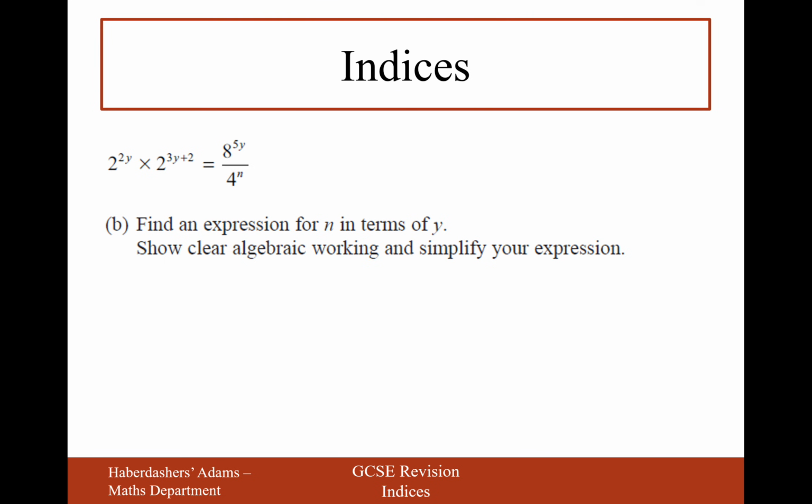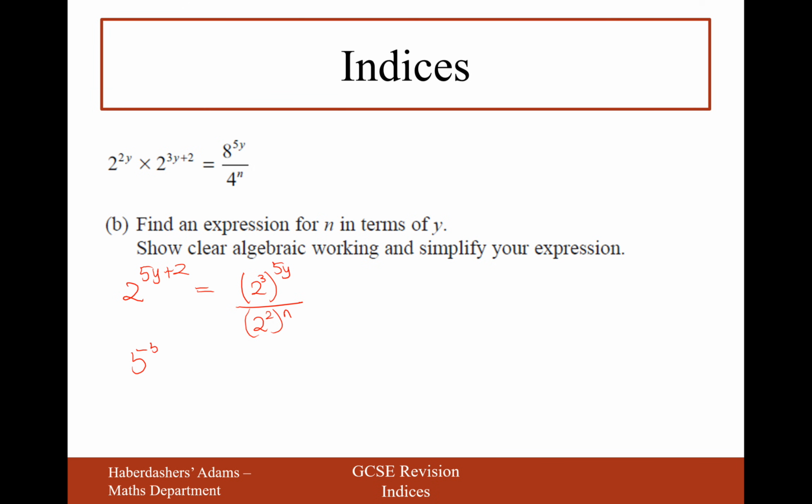Right, so final question on the video, this one. Let's make it a good one. So what we'll do is we'll turn this whole question into twos, and we'll start simplifying now. So we'll add the indices together. So it's going to be 2 to the 5y plus 2 equals 2 cubed to the power of 5y over 2 squared to the power of n. So I've turned all these 8s and 4s into 2s, and there we are.